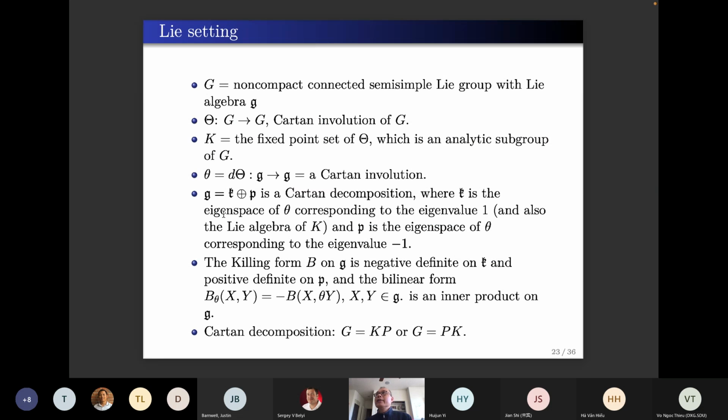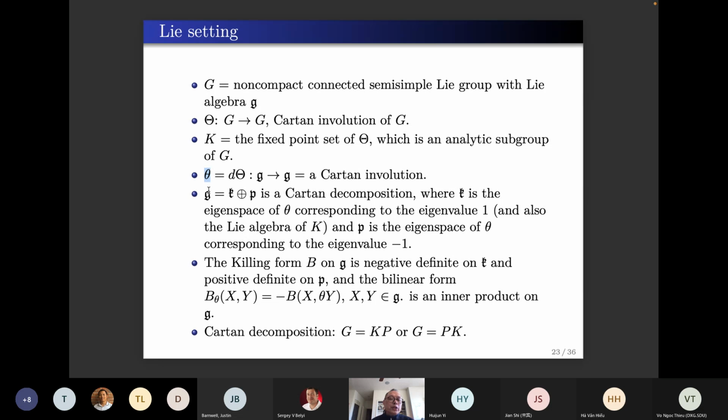All right, here is the Lie setting. Let me see how much time I have. I don't have much time, so let me go real quick. You start with a non-compact connected semisimple Lie group with Lie algebra g, and you have the Cartan involution. Associated with this Cartan involution, you have the fixed point set, and you have the differential of theta. We also call it theta, but it's a smaller theta.